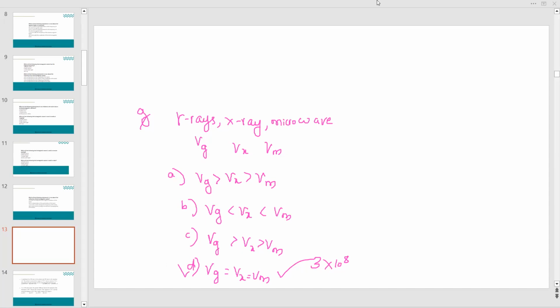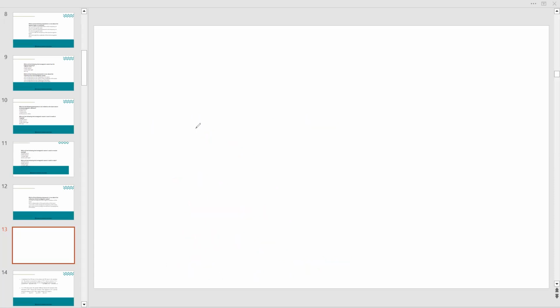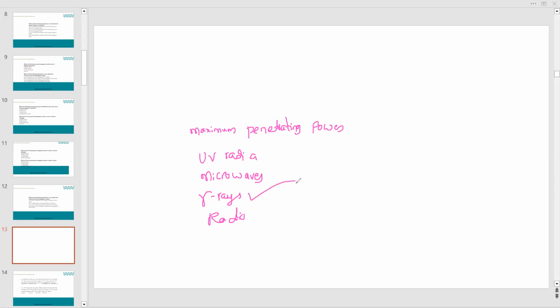Okay, the next question is, among the following, which is having the maximum penetrating power? Options: ultraviolet radiations, microwaves, gamma rays, and radio waves. So here, which has the maximum penetrating power? The gamma rays have the maximum frequency. Therefore, they have the maximum penetrating power.